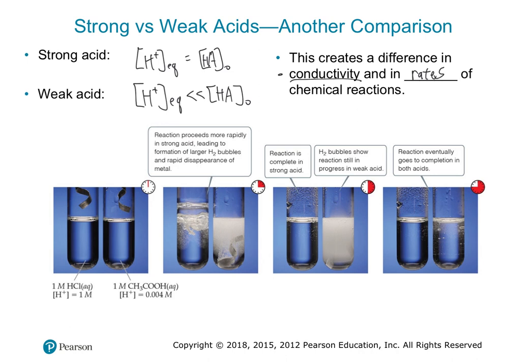So here we have hydrochloric and acetic acid, both 1 molar. But notice the hydronium concentration for the 1 molar hydrochloric is 1 molar. But for our acetic, it's only 4 millimolar. So a lot smaller hydronium concentration. So when I put a piece of metal like magnesium in there, the strong acid is going to react a lot faster than our weak acid. Now at the end of the day, they're both going to go to completion, but our weak acids are just going to go a lot slower than our strong acid.